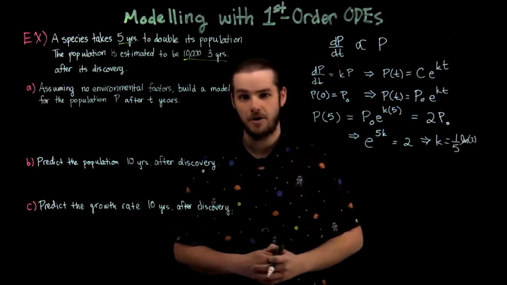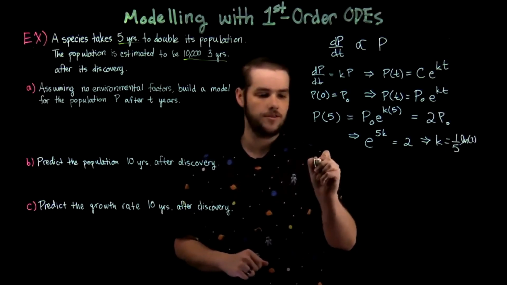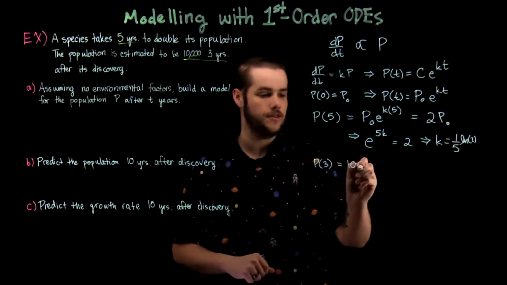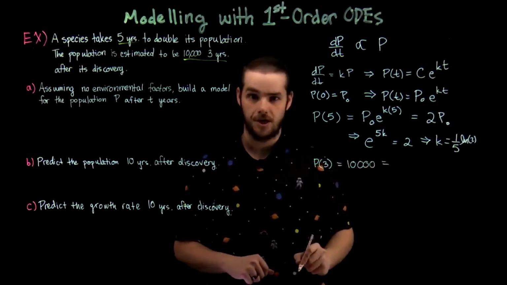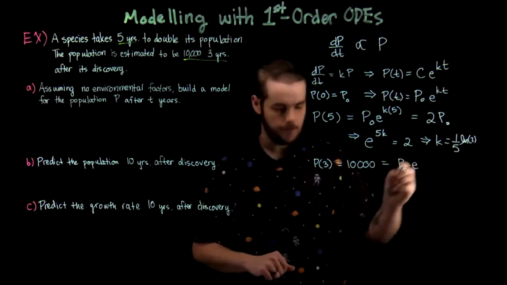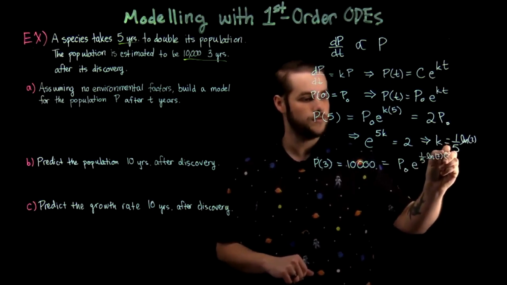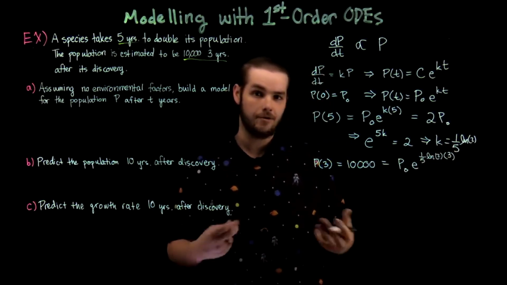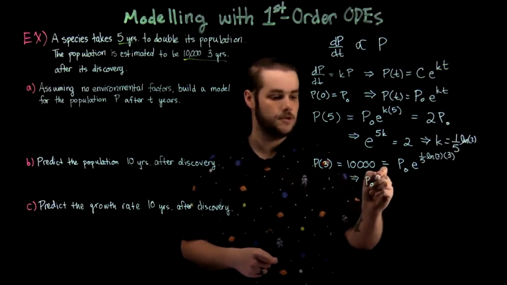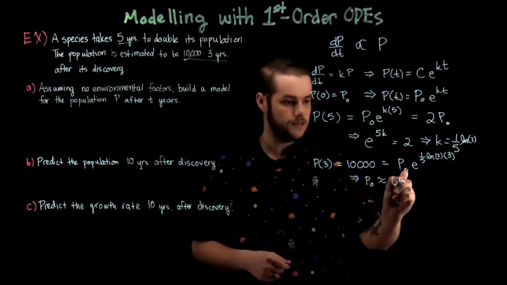We still need to figure out what P naught is, but we have our other piece of information we haven't used yet. We know that in 3 years, the data tells me that population's 10,000, but the model tells me that's P naught times e to the 1/5 times natural log of 2 times 3, where 3 is t. And now I have a single variable equation to solve for P naught. Turns out P naught is about 6598.